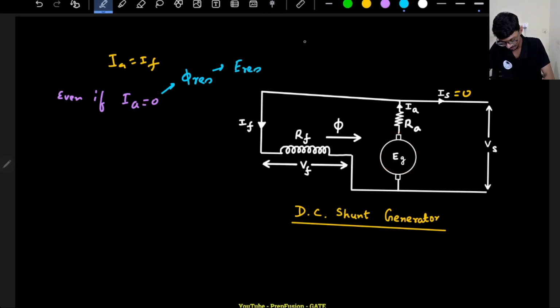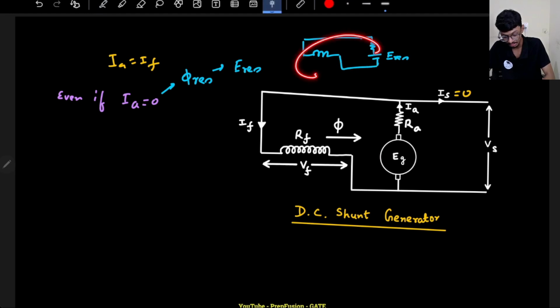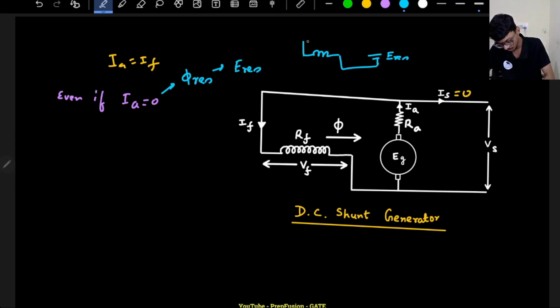My circuit will be like this, right? This will be the field coil, this will be the armature resistance, this will be the E residual. Now you might say, sir, there must flow a current. No, there will not be any current. Why? Because an opposing voltage drop will be there. Basically, what is that opposing voltage drop? Armature reaction plus brush drop.